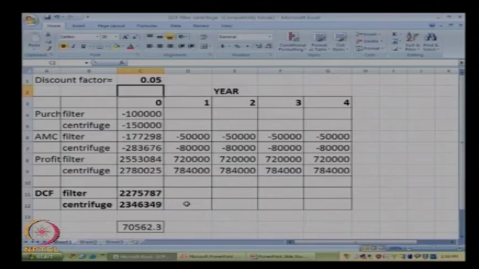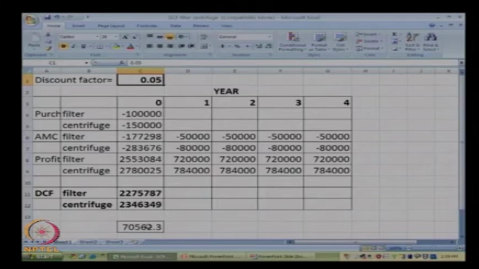70,562. So depending upon the discount factor, the advantage between the filter and centrifuge changes, understand? So if the discount factor is less, instead of 10%, if the discount factor is 5%, you see that it is more advantageous to have your centrifuge rather than the filter.